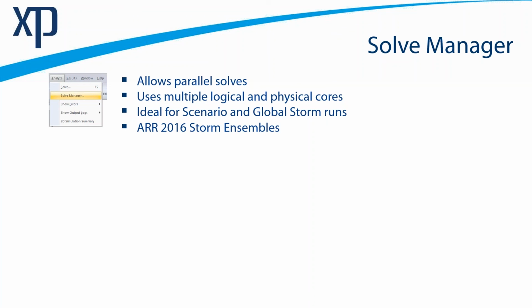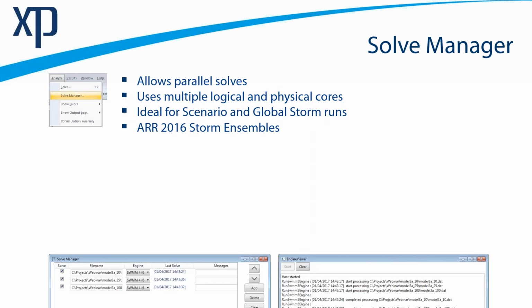And it's really going to be part of the foundation of our Australian Rainfall and Runoff 2016 storm ensembles that we will be releasing this year. So how are we going to do dozens or hundreds of runs in an efficient way? Well, these storm ensembles are going to require many groups of 10 to be simulated, and so multi-core processor computers are going to be able to do it more quickly.